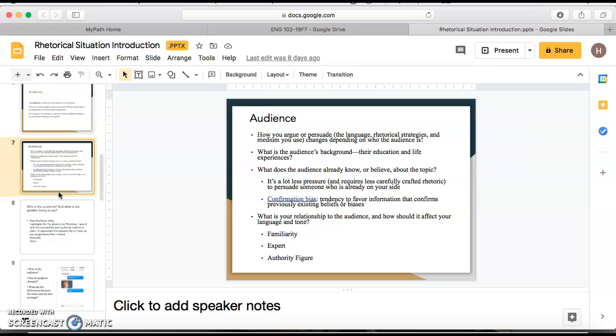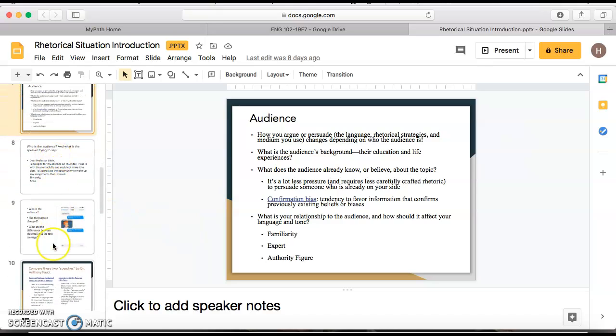And then lastly, you want to think about what your relationship is to the audience and how it should affect language or tone. So if your speaker is giving a speech to family members or friends or a classroom of students they've had all semester, there might be a more familiar tone there. Think about whether your speaker wants to be perceived as an expert or an authority figure.